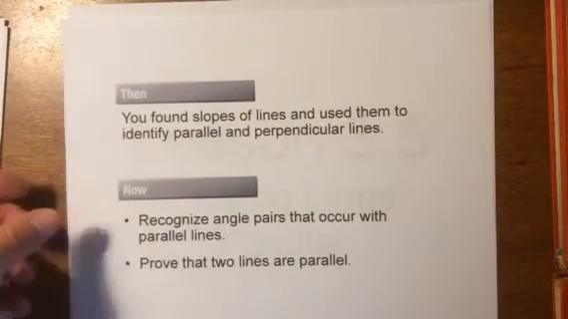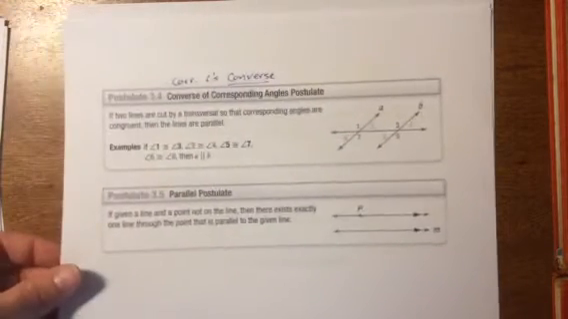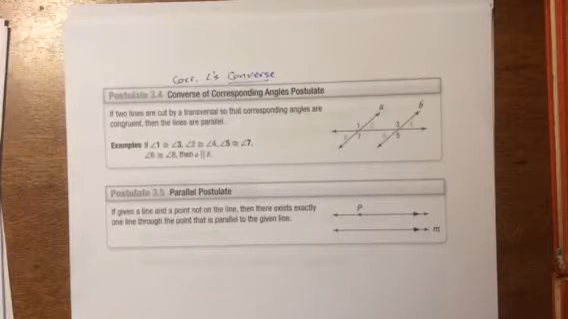Otherwise, let's begin. In the past, we've found slopes of lines and used them to identify parallel and perpendicular lines. Well, now we're going to identify parallel lines a little bit differently. We're going to recognize the angle measures that occur with parallel lines and use those to prove that lines are parallel. So our first postulate is the converse of a postulate you had in a previous lesson, lesson 3.2.